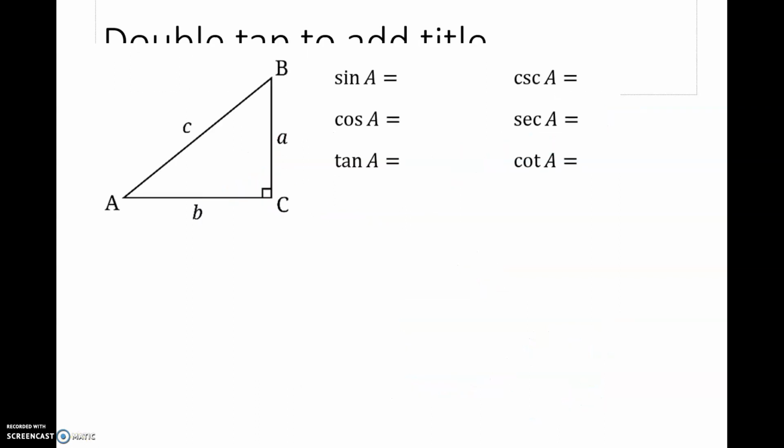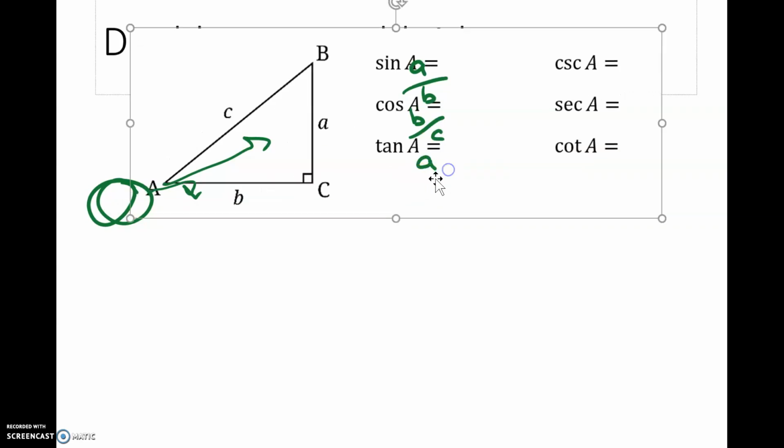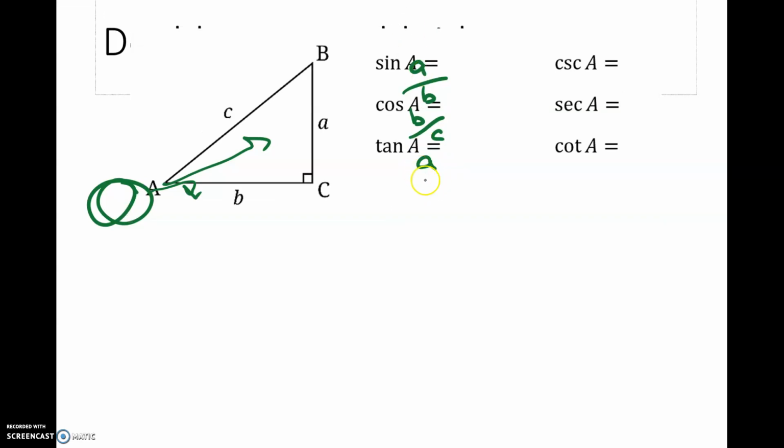Looking at an example, sine A. So we're looking at this angle here, angle A. Okay, so sine is the opposite leg over the hypotenuse. So that's going to be A over C. Cosine of angle A is the adjacent leg over the hypotenuse, and the tangent of angle A is the opposite leg A over the adjacent leg B.